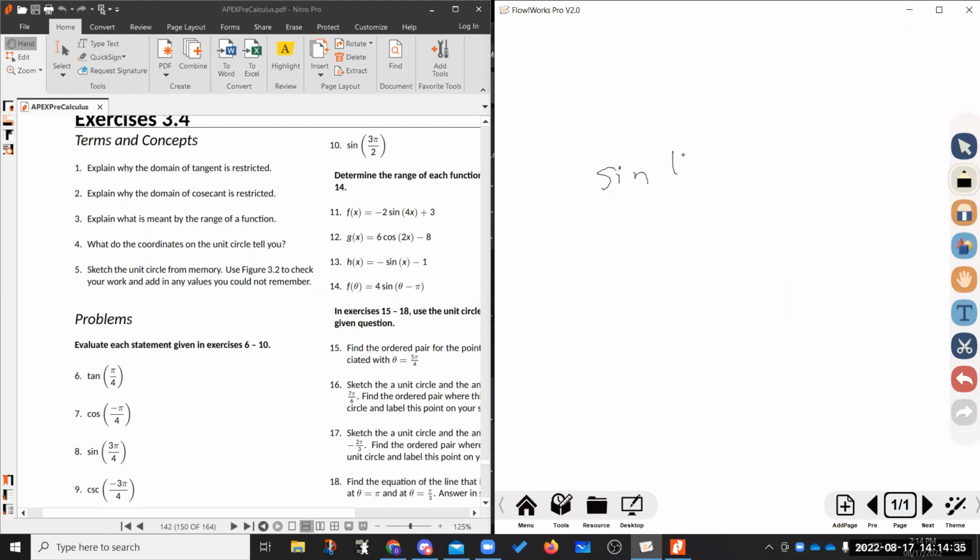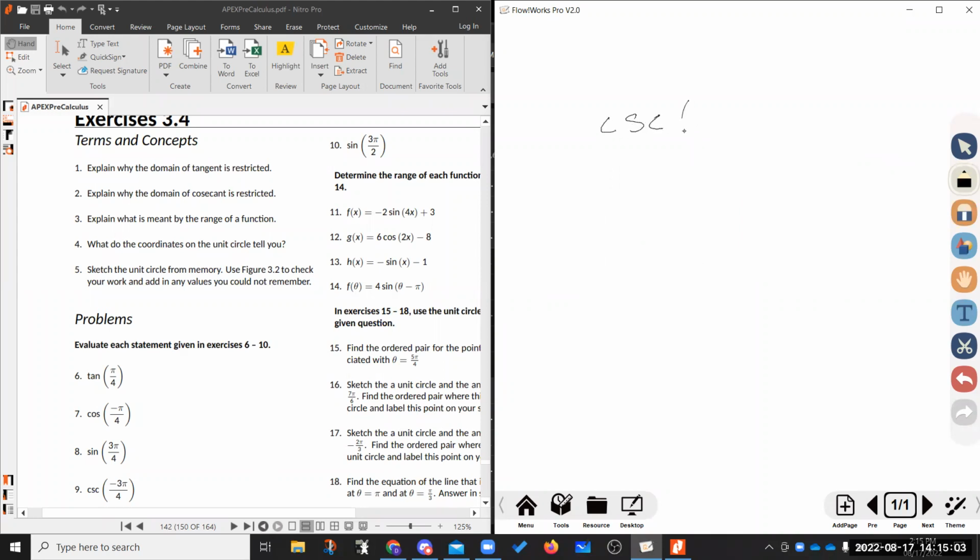Sine of 3 pi over 4. 3 pi over 4 is in this quadrant. So I have a negative 1, a positive 1, and a root 2 for my reference angle. Sine is going to be 1 over root 2, which is going to give me root 2 over 2.